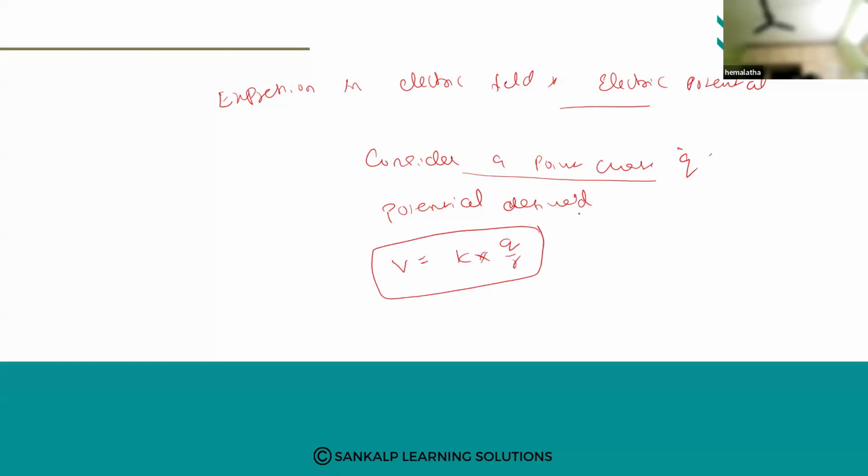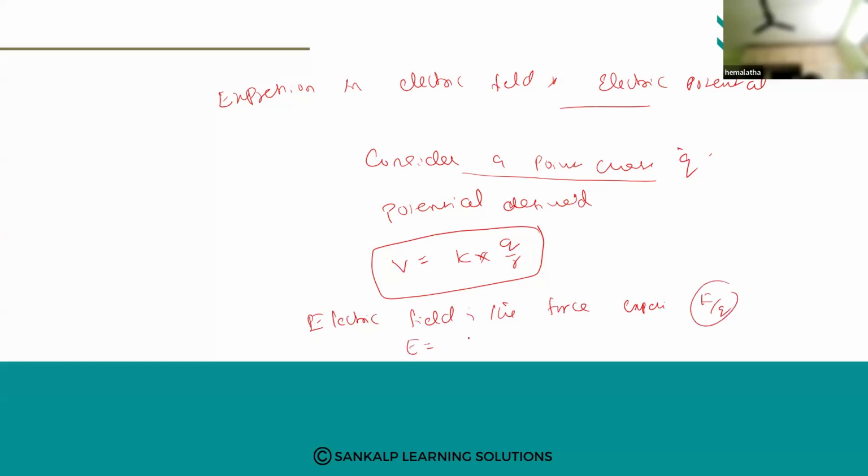That is the formula. Okay, next one is what is electric field here? Electric field at a point is defined as the force experienced by a unit positive test charge. Force experienced, correct or not? That is F by Q. Okay, that is E is equal to what?